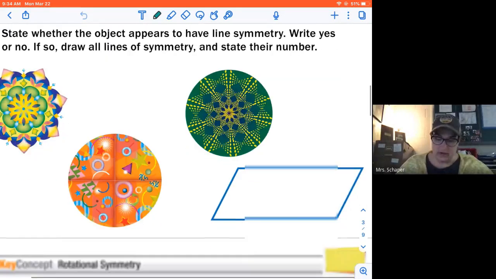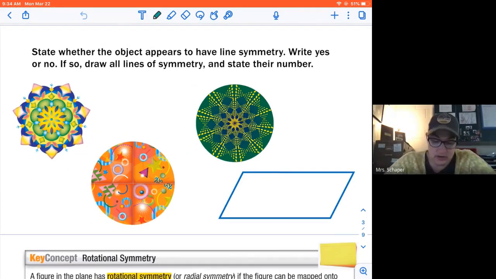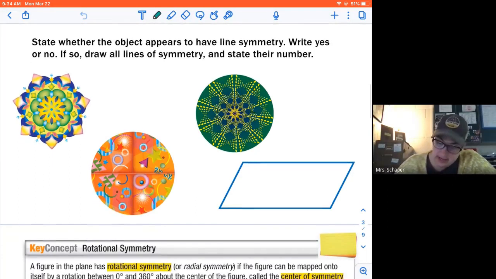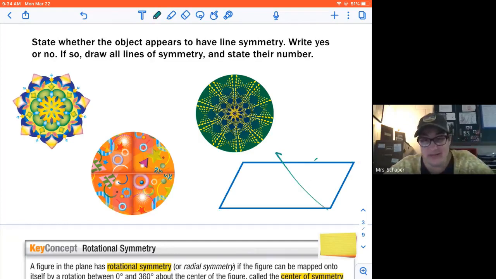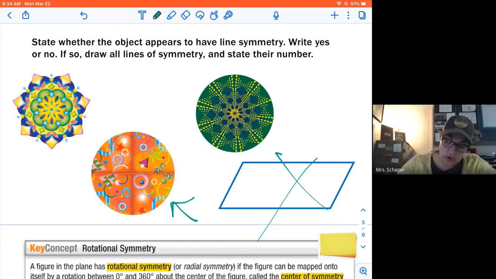So when we're looking at figures and we want to figure out if they have line symmetry, we just take a look. For example, this one really doesn't have a line of symmetry because if I fold it over, it doesn't work. So this nice little parallelogram doesn't have it. I would argue that this one doesn't have line symmetry based on the designs. If it was solid orange, for sure it would. But because it has all these little different designs in here, it's not going to have any line symmetry.